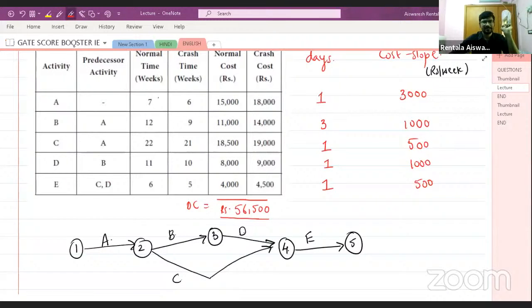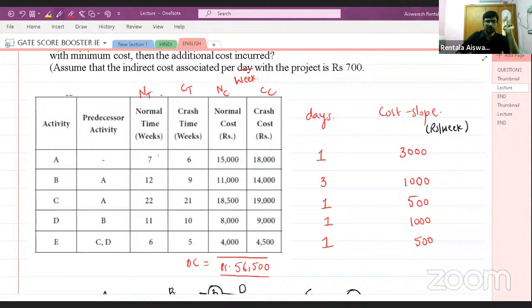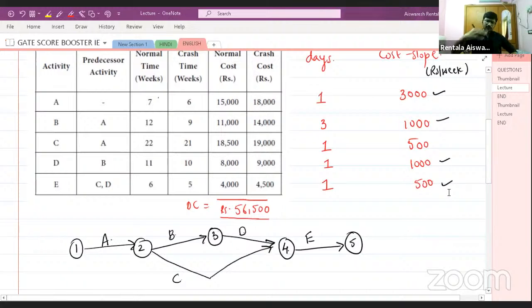Among A, B, D, E, which one has the minimum cost slope? You tell me. Minimum cost slope is for activity E. Very good. So activity E. Now, one more confusion students get is whether to crash one day or more than 1 day. Here the limit is only 1 day, so you may not get any confusion.